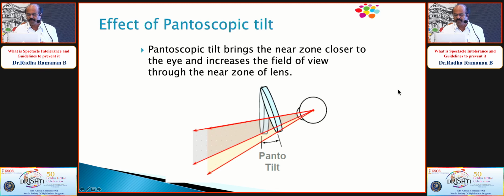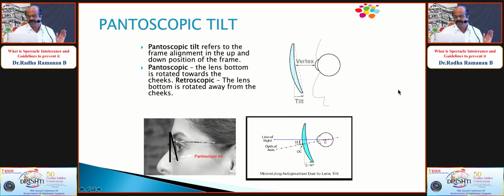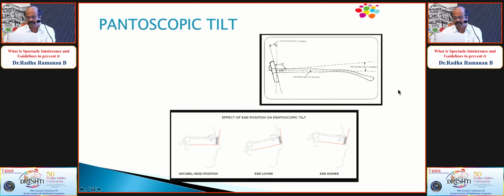And pantoscopic tilt is a very important thing. It brings the near zone closer to the eye and increases the field of view through the zones. What is pantoscopic tilt? It refers to the frame alignment in the up and down positions. In pantoscopic tilt, the lens bottom is rotated towards the cheek. If it happens in the opposite way, or it is straight, again the patient will have problems. So it's very important. You have to check this in every case of spectacle intolerance.